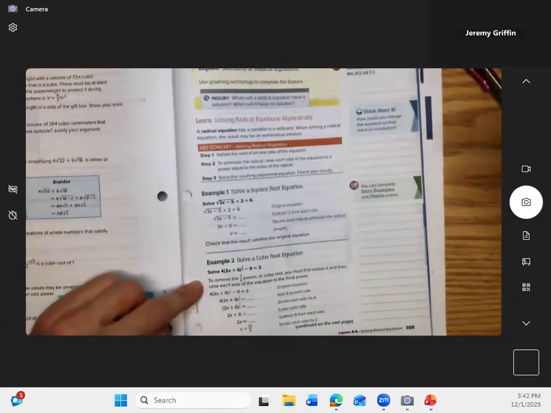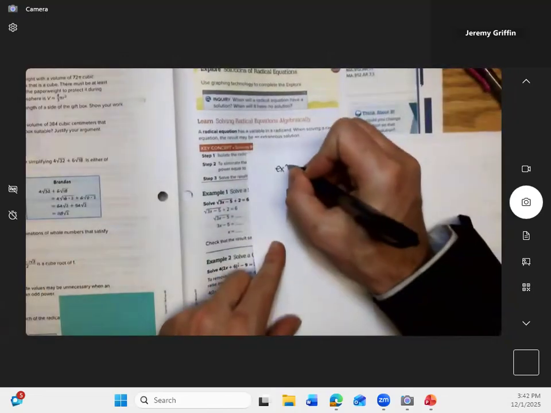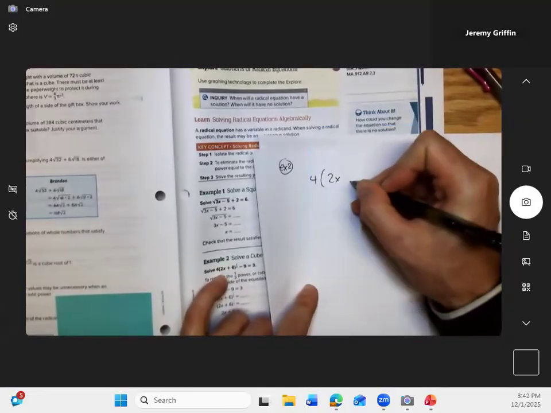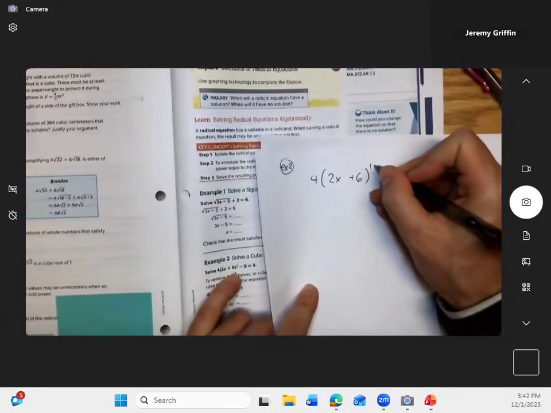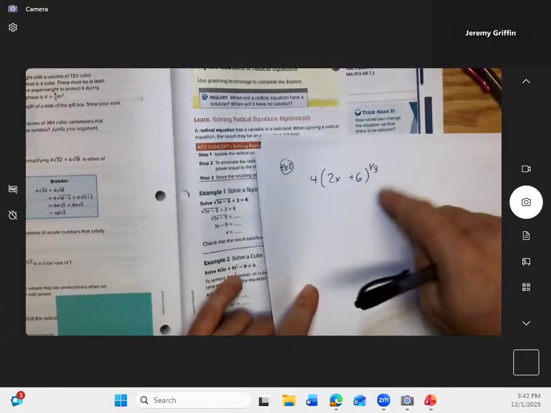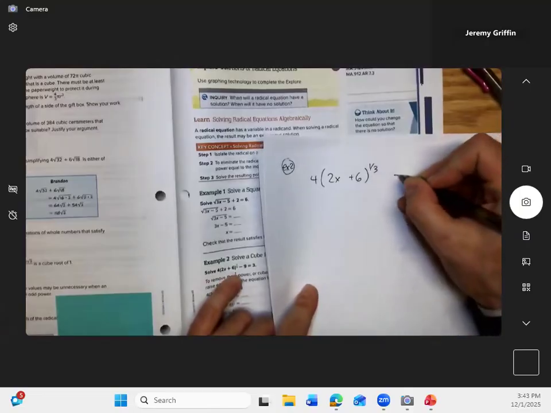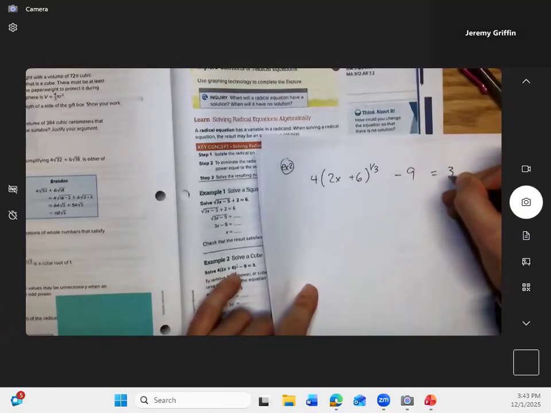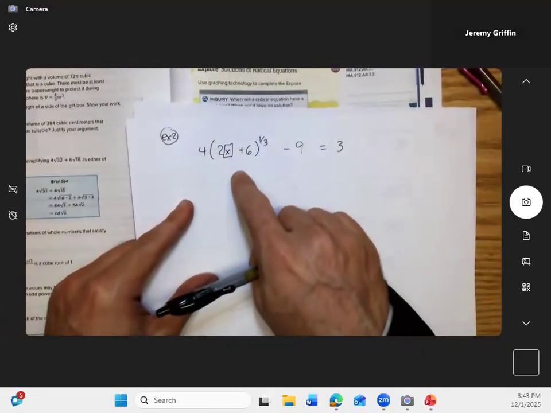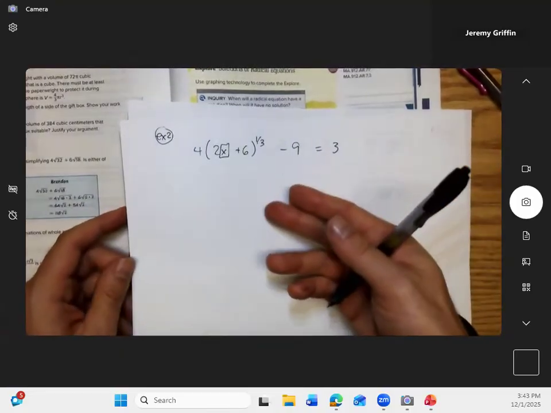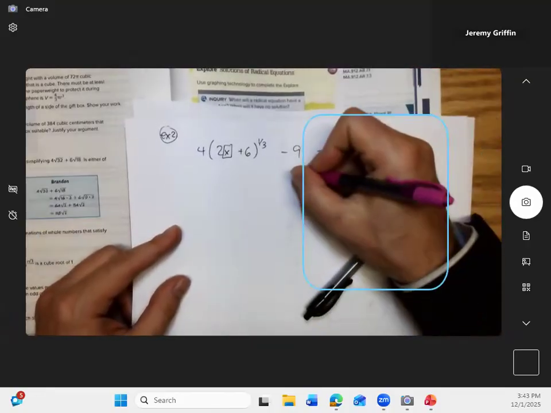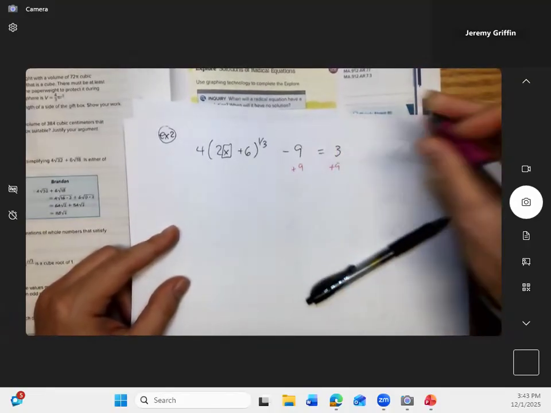Example two: 4 times (2x plus 6) raised to the 1/3 power, and you know that represents a cube root. There's a different way to write that too, but I like the fraction exponent myself. Then minus 9 is all equal to 3. Same thing, we're trying to solve for x, so I'll put a little box around it. That's the goal. Just like the last one, I'll unbury it one step at a time. So plus 9 on both sides to balance the expression.